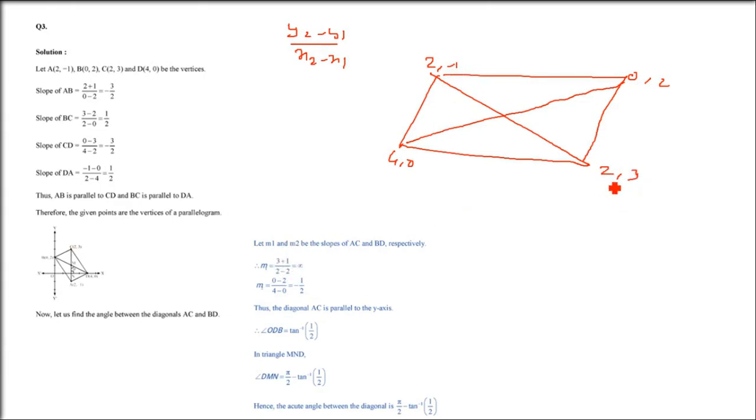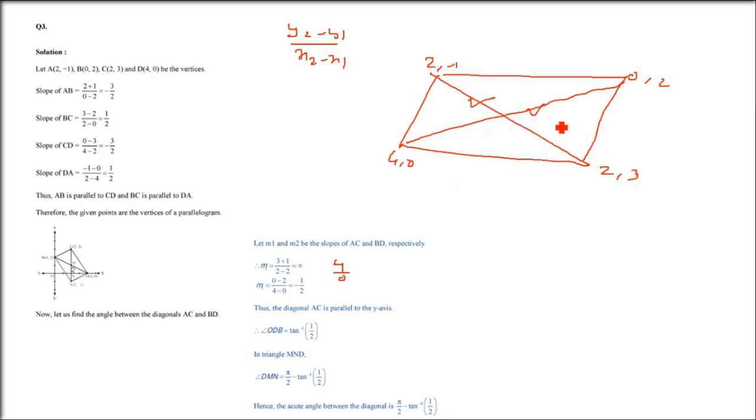So this is 3 minus 1 and 2 minus 2. This is the slope, and it is going to be infinite. That means this line is perpendicular to the x-axis. Tan 90 is infinity.